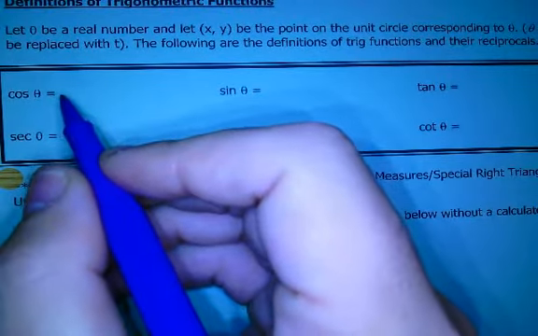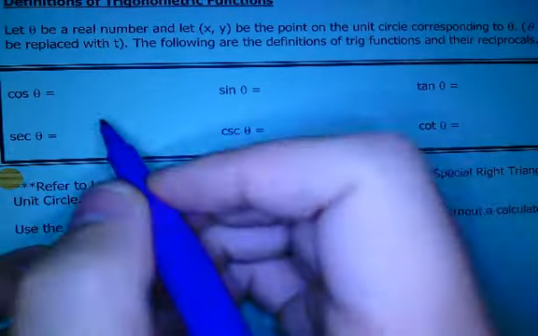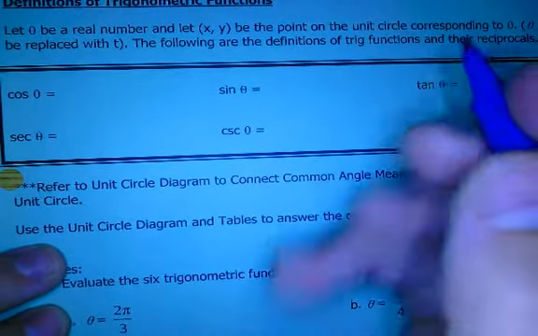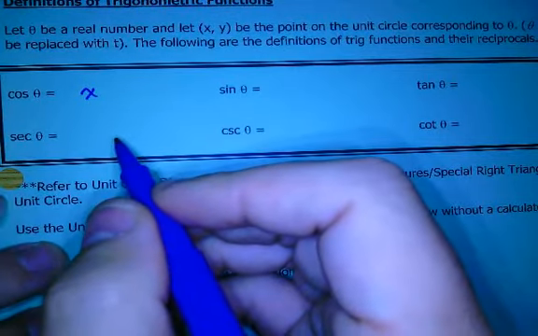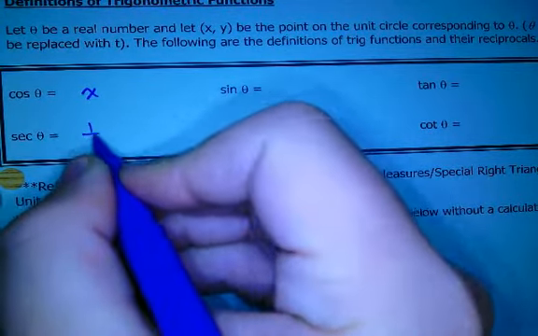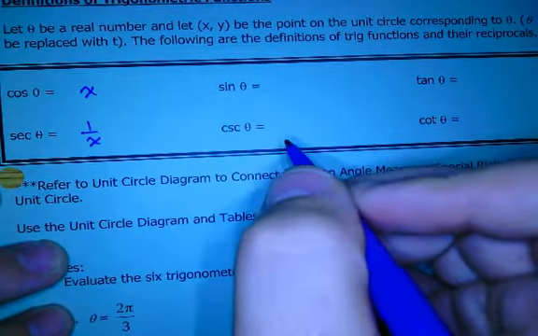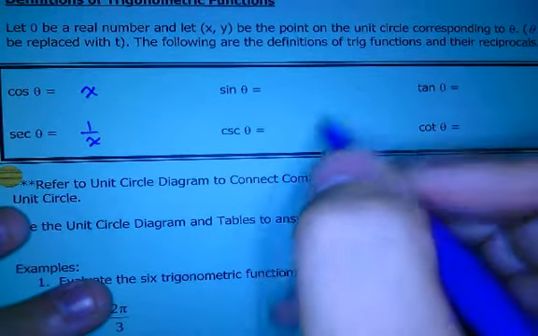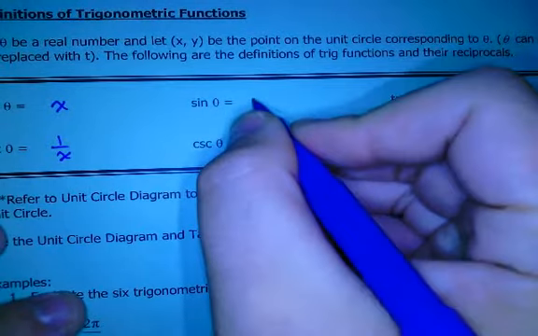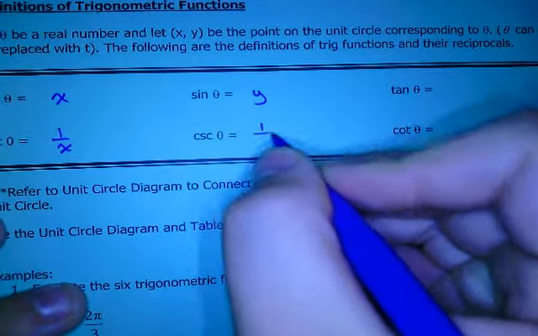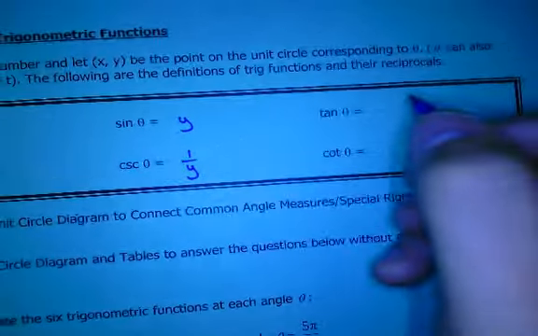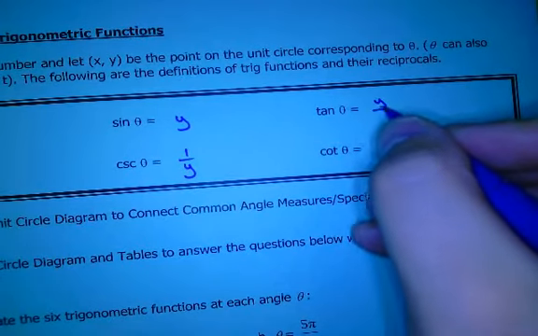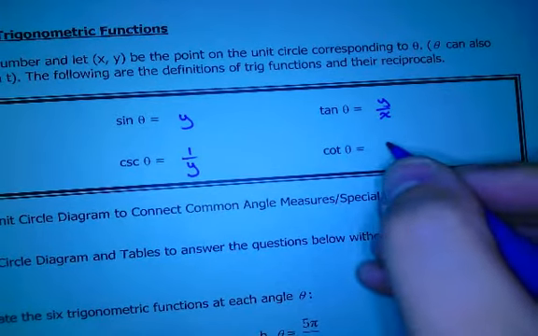Okay, so we just did this. Using x and y, what's cosine? Just so you have it now in your green notes. Cosine is x. So what is secant going to be? 1 over x. Which one is sine? So what is cosecant? 1 over y. What is tangent? Y over x. What is cotangent? X over y.